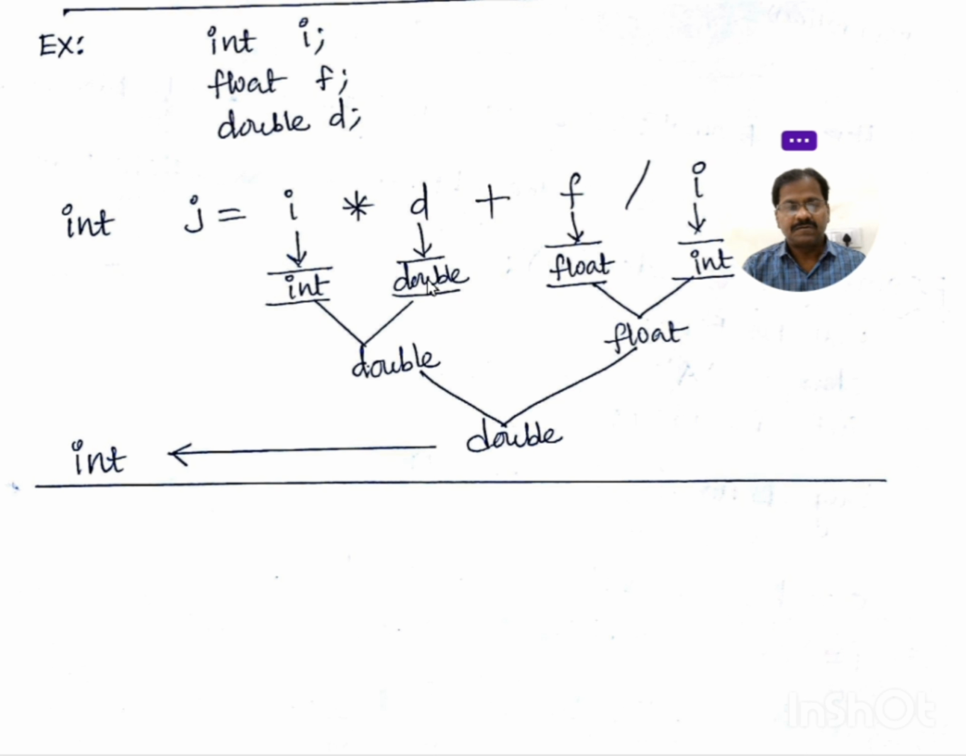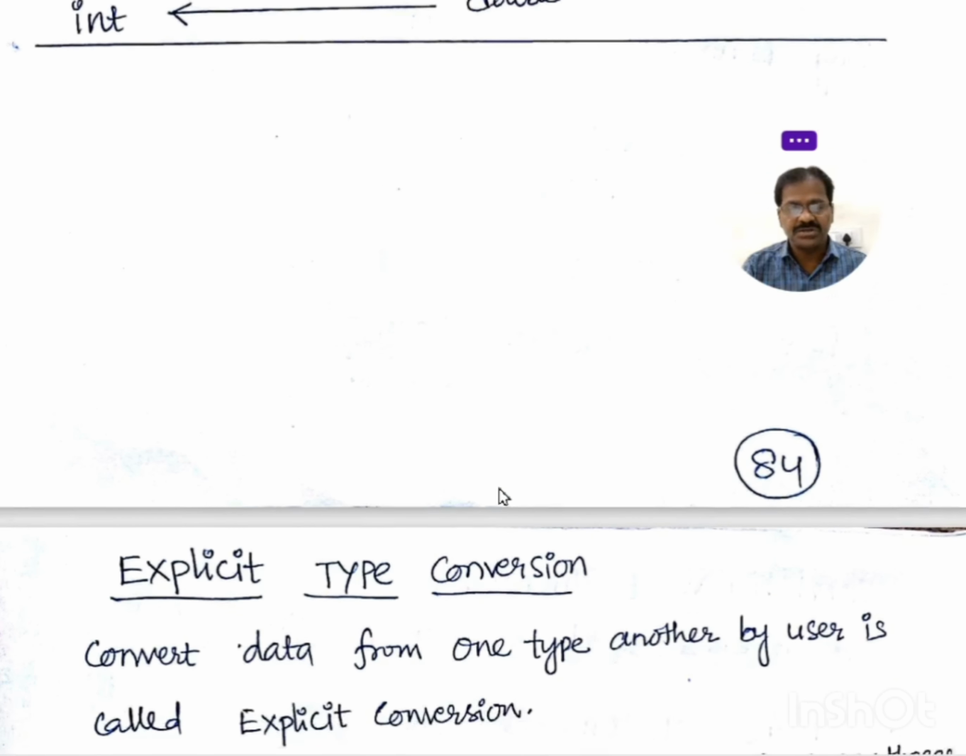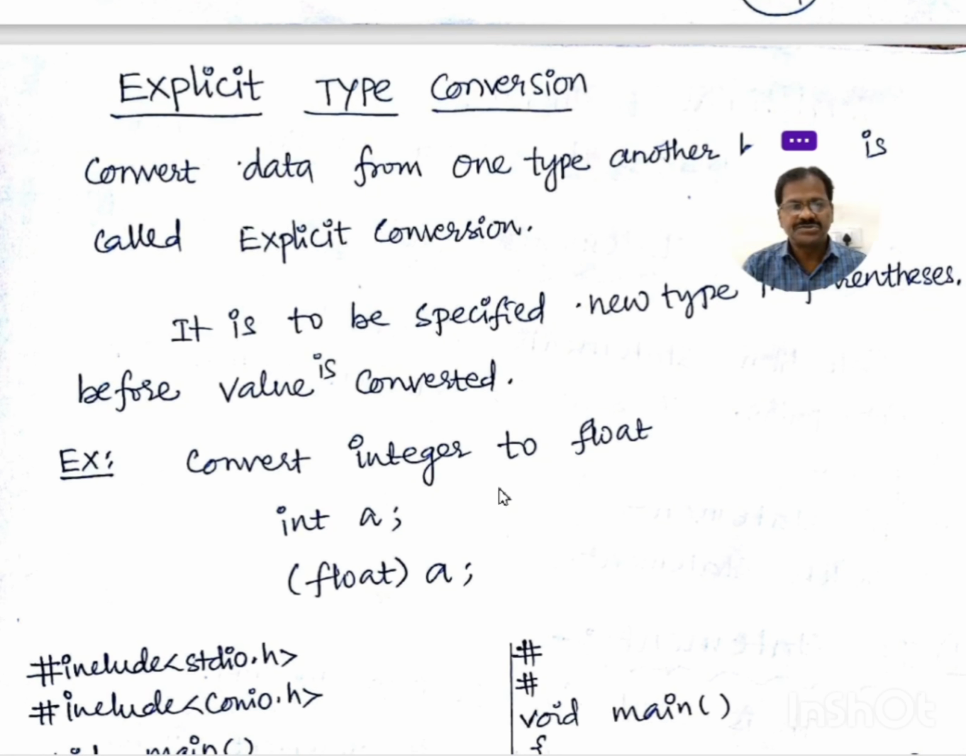Here it is int, it is double. We have to convert, this int should be double or double should be integer. If I convert into double, then double into double, double. Here float into float, float. Double plus float, double value. Here we have to convert float into double. Then double plus double, double. Now after the explicit conversion explanation, you can understand. You see here, this is the explicit conversion.